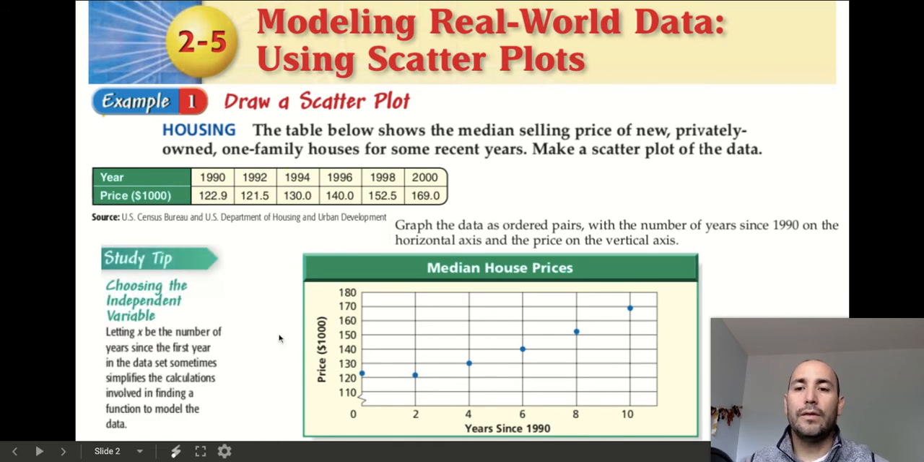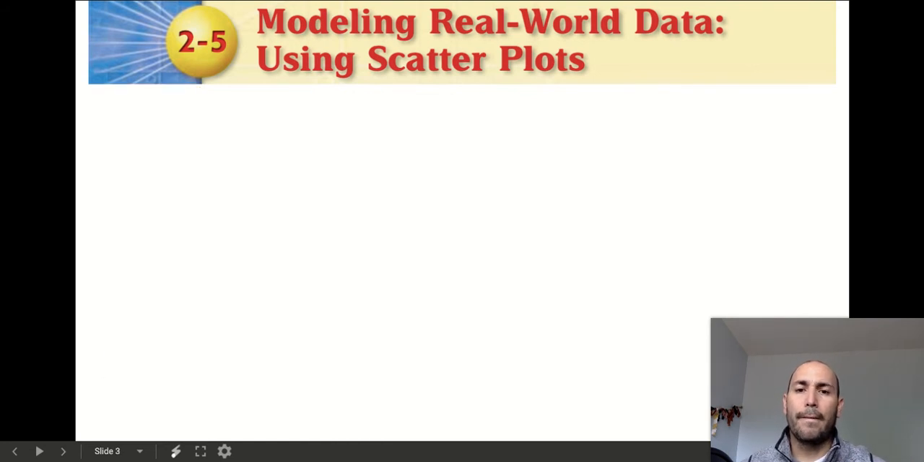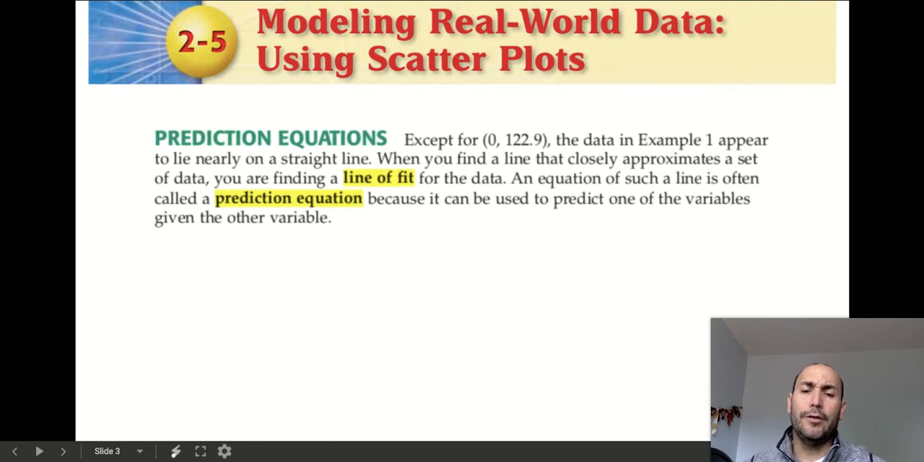One thing to keep in mind as you're going through this is typically letting x be the number of years, the time, will often help you simplify any calculations we have to do in order to find certain values for the function when we're trying to model this data. So, prediction equations.